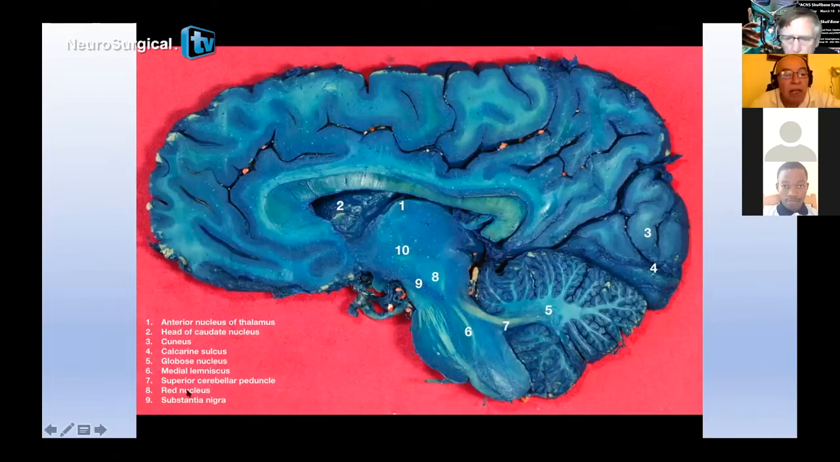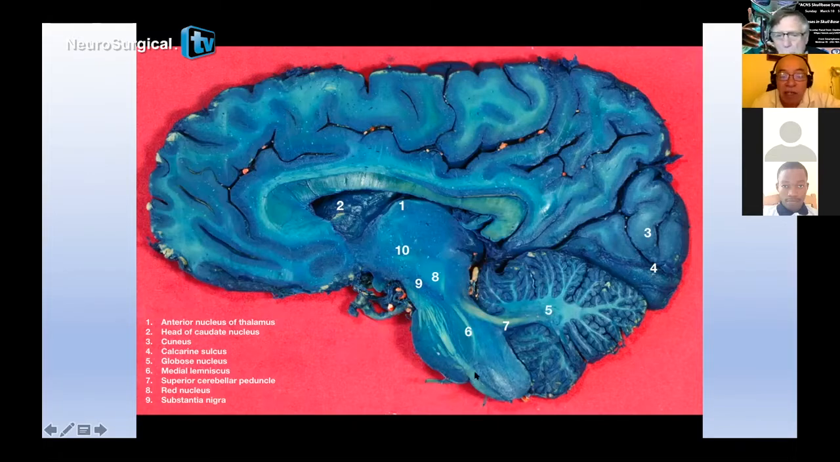For example, anterior nucleus of thalamus. This is the anterior nucleus of thalamus. The head of caudate nucleus. The cuneus is in here. Calcarine sulcus. Here we have the calcarine sulcus. Globose nucleus. This is globose nucleus. Medial lemniscus is in this part of the brain.